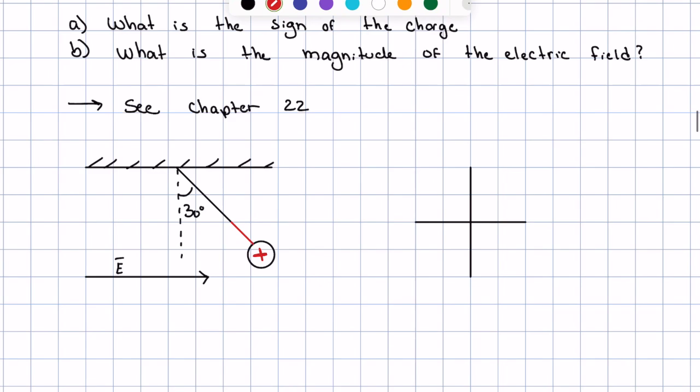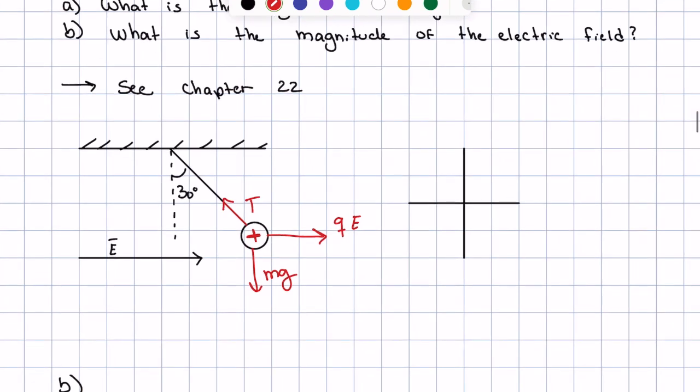But then B is asking, what is the magnitude of the electric field? To do that, we need to figure out all of our forces involved and then say that the forces along the x direction have to cancel each other out because it's not moving, and the forces along the y direction have to cancel out because, again, it's not moving. So what forces do we have? Well, we have gravity going down. We have the electric force pushing it to the right, which we can write as Q times E. And then we have the tension going up like this.